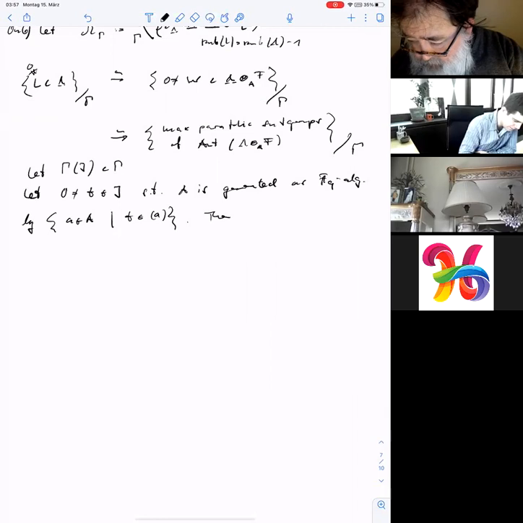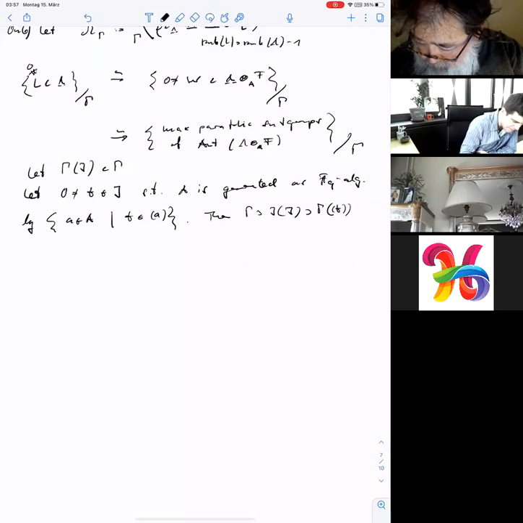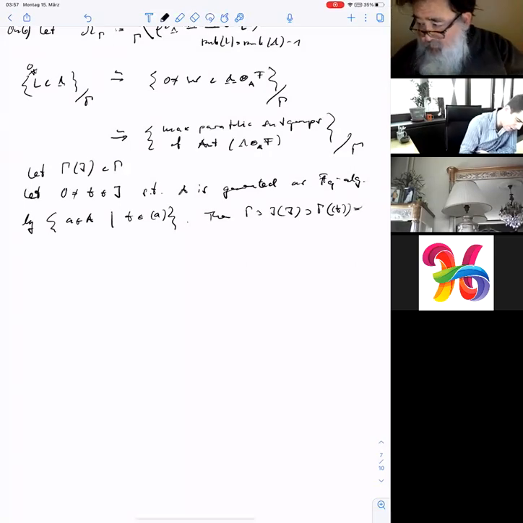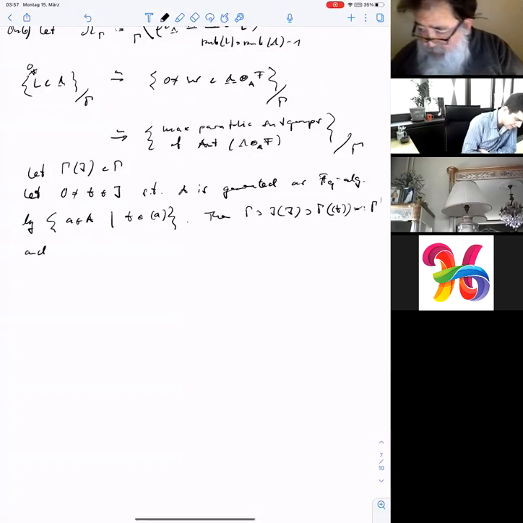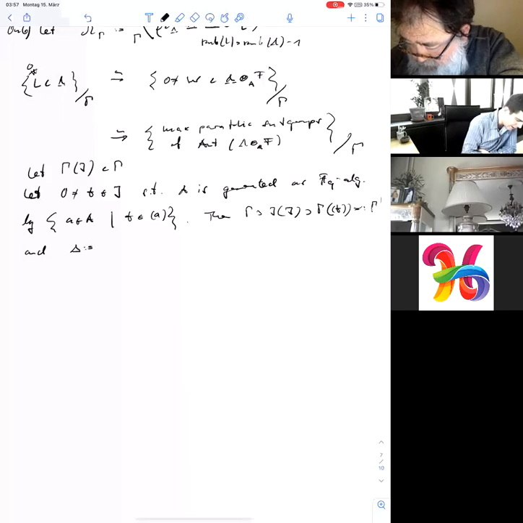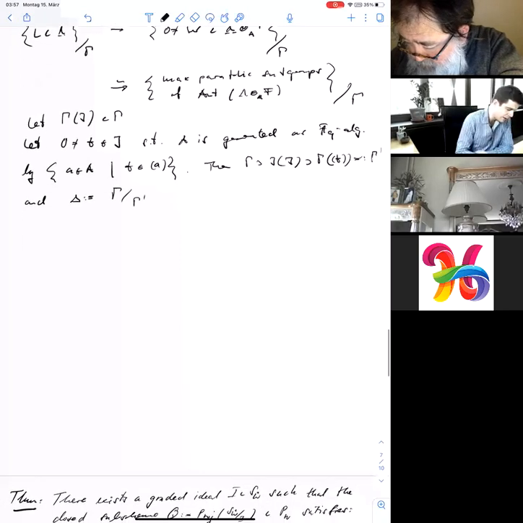And gamma contains gamma T. Abbreviate this gamma T by gamma prime, and it's then a normal subgroup of gamma. Let delta be the quotient, which is a finite group. Then we have the global Green spaces.